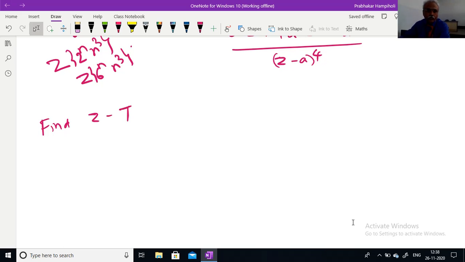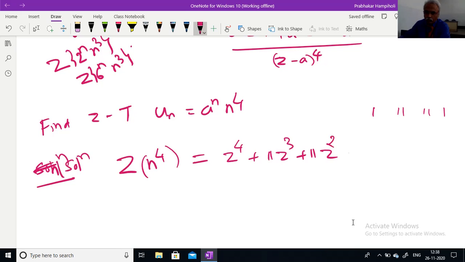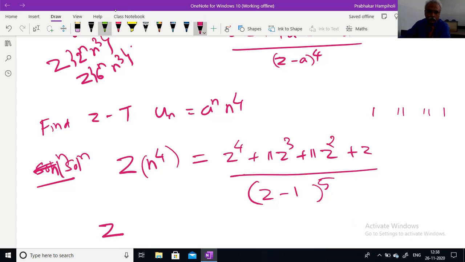Find z transformation of u n equal to a raised to n, n raised to 4. Solution, so we will not spend much time here. Z transform of n raised to 4 we know. You have to get used to this. 1, 11, 11, 1. Start from 4. 4, 3, 2, 1 power of z. Z raised to 4, z raised to 3, z raised to 2, plus z. If this is 4, this power is 5. Z minus 1. Now, you want to change this by a raised to n multiplication.